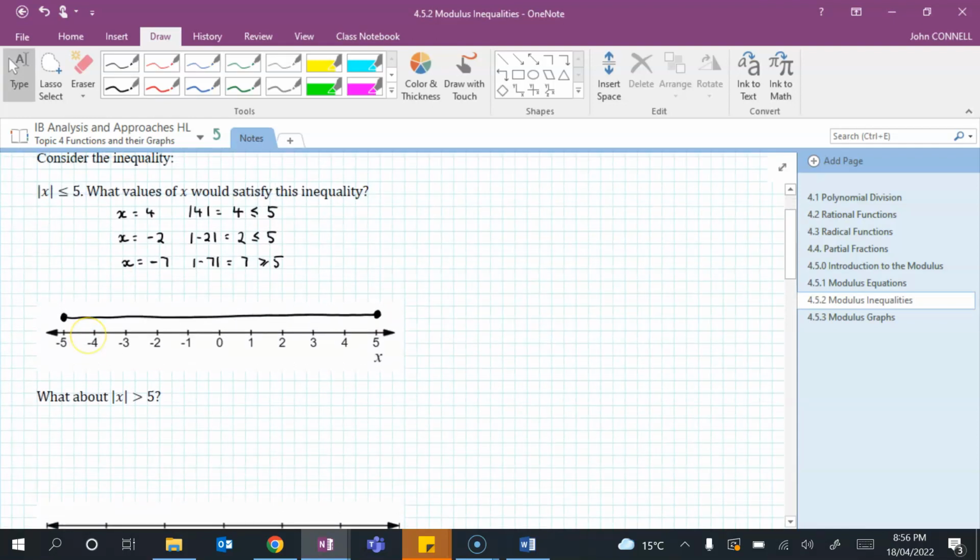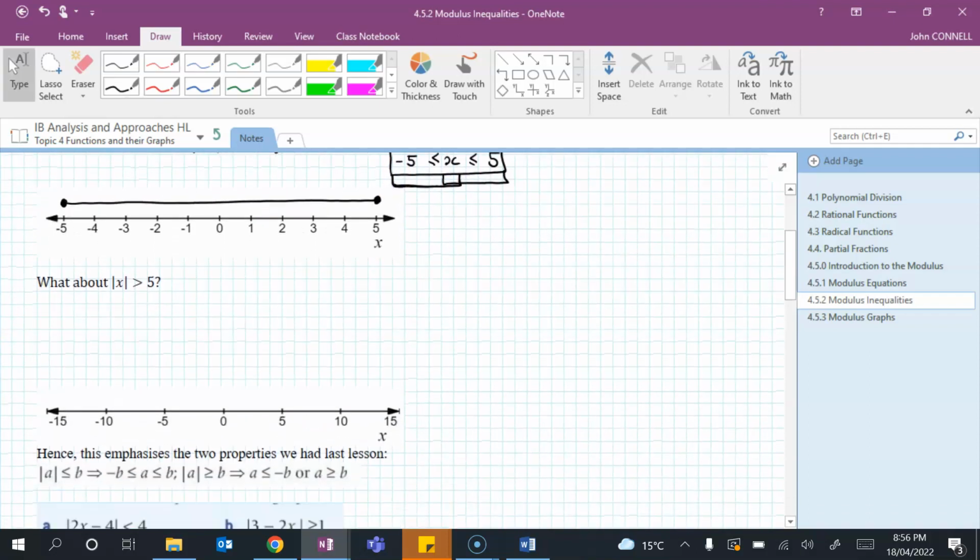So I guess what we could say is that if the modulus of x is less than or equal to 5, then we're really saying that x has to be less than or equal to 5, but greater than or equal to minus 5. And so we get this setup that actually has two inequalities in one. It's okay to do that because it still satisfies the conditions: x is less than or equal to 5 and x is greater than or equal to minus 5. It's just saying two different inequalities and expressing them in one.